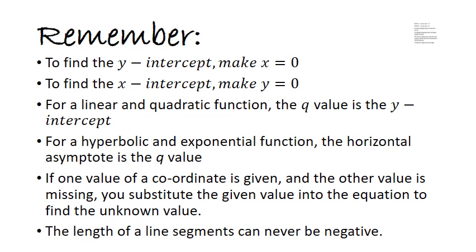Then if one part of a coordinate is given and you want to find the other part, you would substitute the one part into the equation for your graph, and then, once you've substituted, you would find the other value. So whether they give you the x, then you need to find the y, or they give you the y and you need to find the x, either way, you would substitute the one in to find the other.